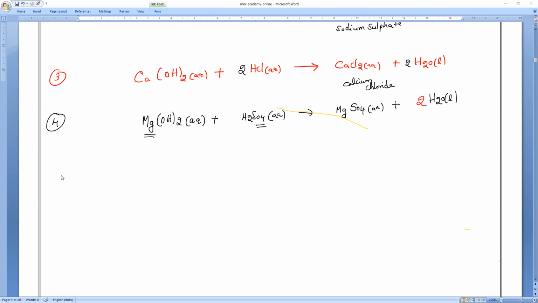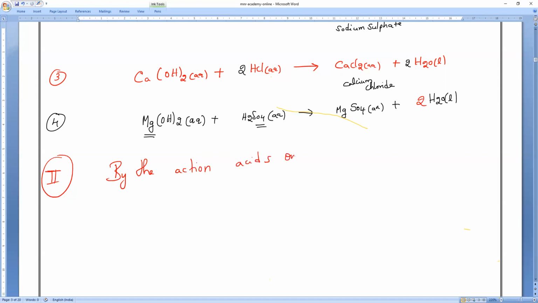The second method is by the action of acids with what, guys? With metals. Acids on metals. So this is the second method for the preparation of what, everybody? Preparation of salt. Okay, so that is what you have to remember. First one, let me take magnesium. Example number 1, magnesium. What is the state of magnesium, everybody?